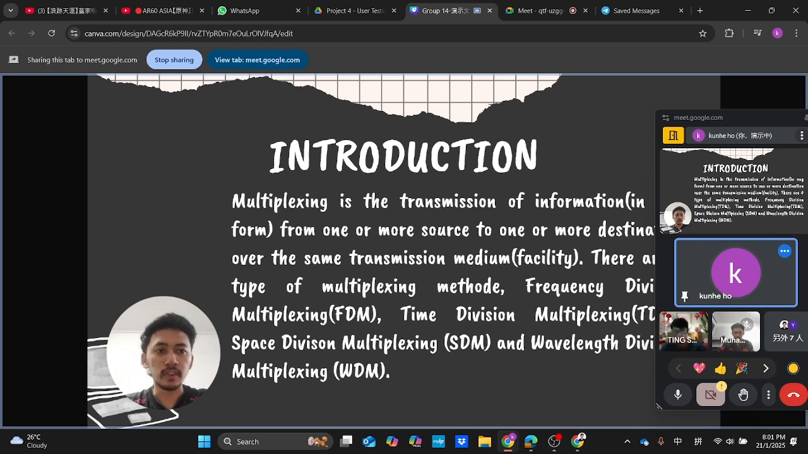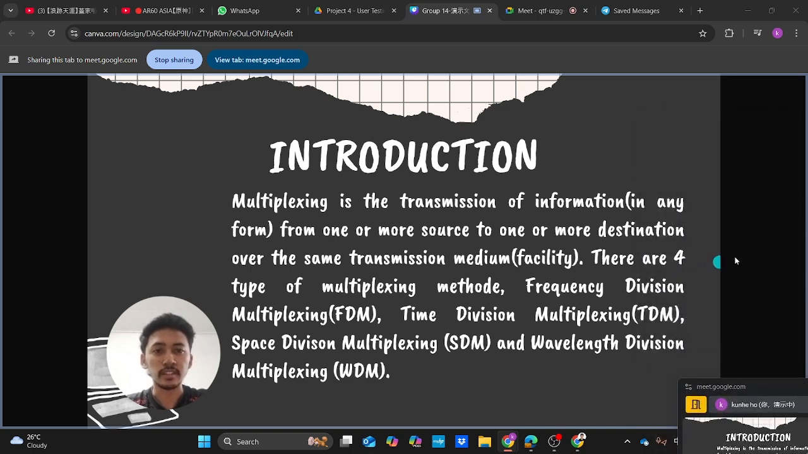Assalamualaikum and good evening everyone. Today I'm going to introduce the concept of multiplexing, which is a fundamental technique in communication system. As you can see in the slide, multiplexing is the transmission of information in any form, whether it's audio, video or data, from one or more source to one or more destination over the same transmission medium. Essentially, it helps us efficiently share resources like cables or communication channels, making it possible to send multiple signals simultaneously without interference. There are four types of multiplexing method: frequency division multiplexing, FDM, time division multiplexing, TDM, space division multiplexing, SDM, and wavelength division multiplexing, WDM.